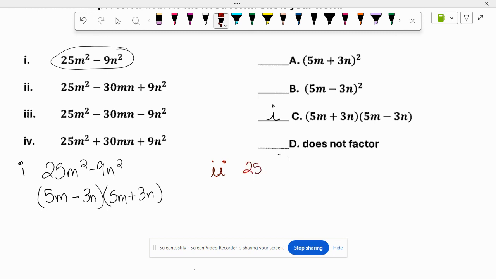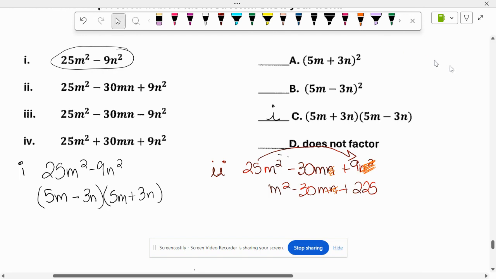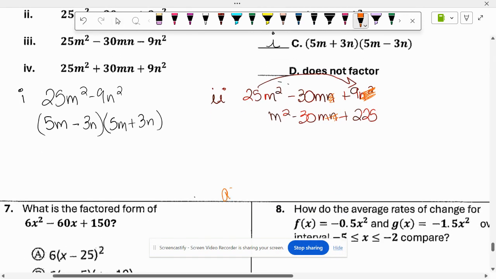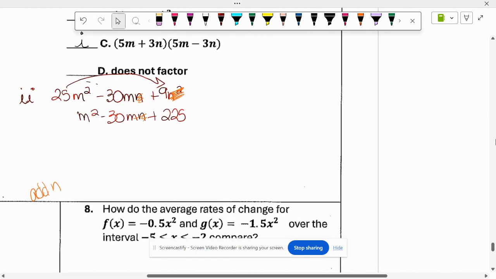So I have 25m squared minus 30mn plus 9n squared. All right, so no GCF. I'm going to use slide and divide. So I have m squared minus 30mn plus 225. And here's what I am going to do. We've done a problem like this before. I'm going to ignore the n's, and I'm going to write myself a note that just says add n to both my factors. Okay, I'm going to add the n at the end.